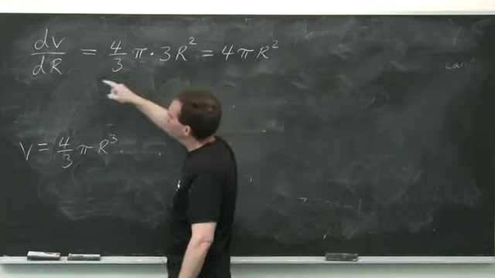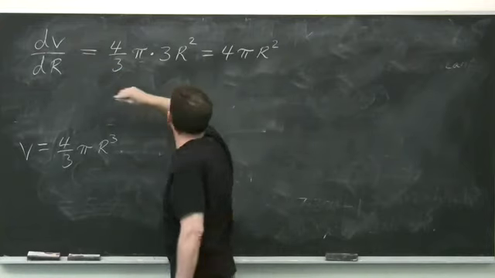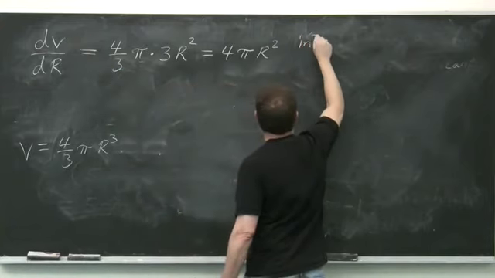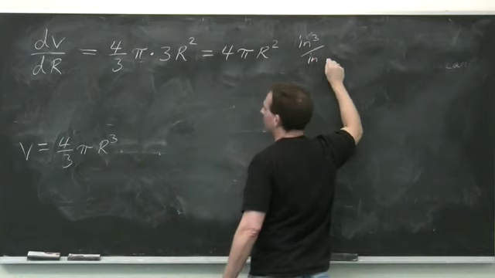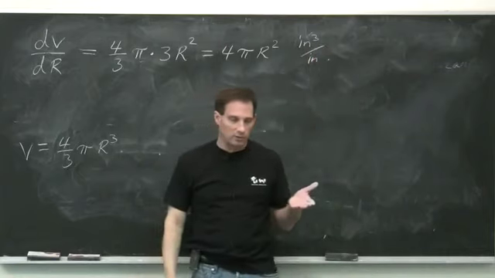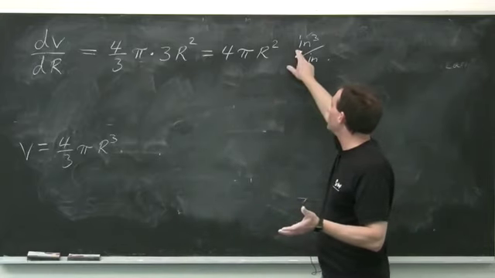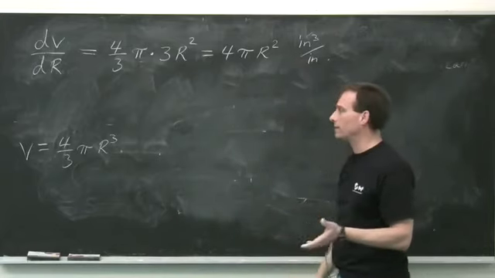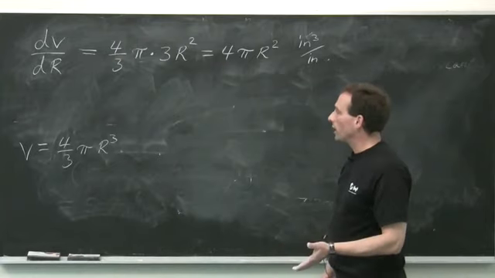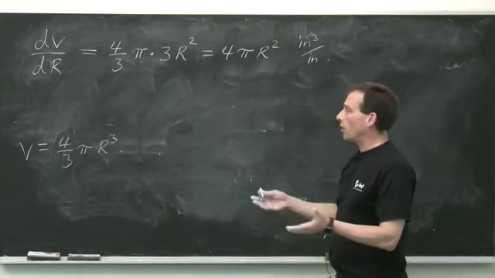The units here are the units of V divided by the units of r. This is cubic inches per inch. That is, the instantaneous rate of change of the volume with respect to the radius is 4 pi r squared cubic inches of volume per inch of radius. So that's what you get at any r value.